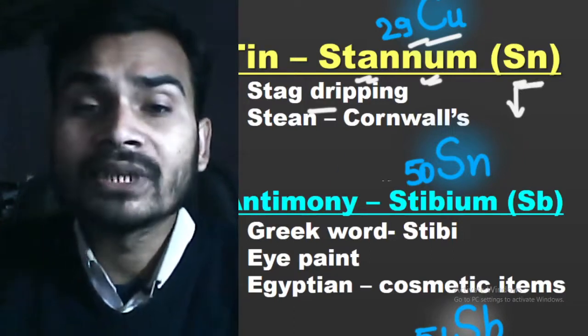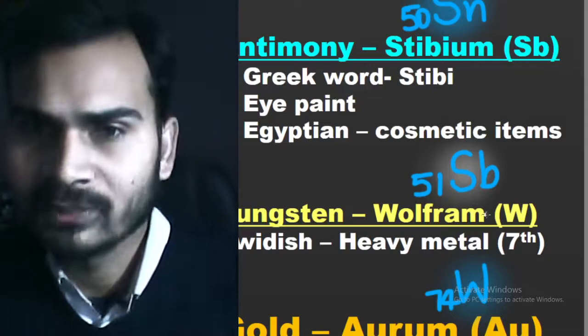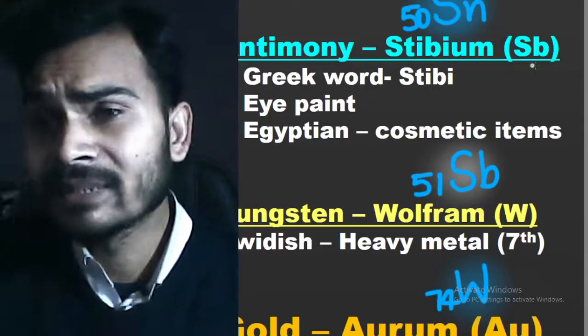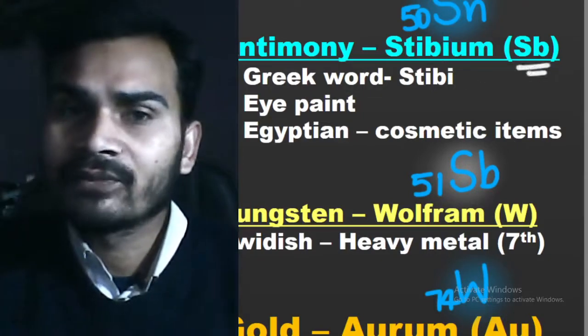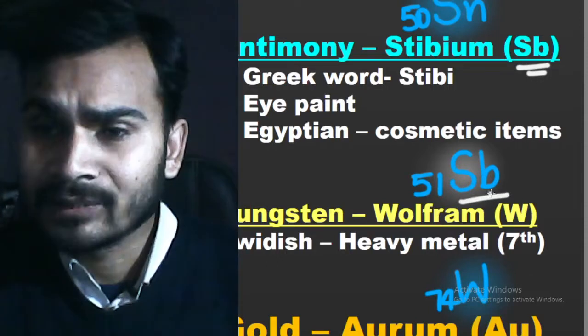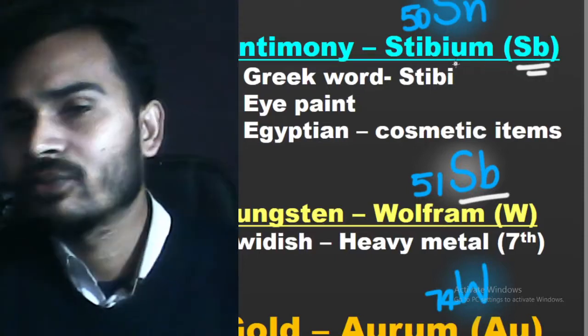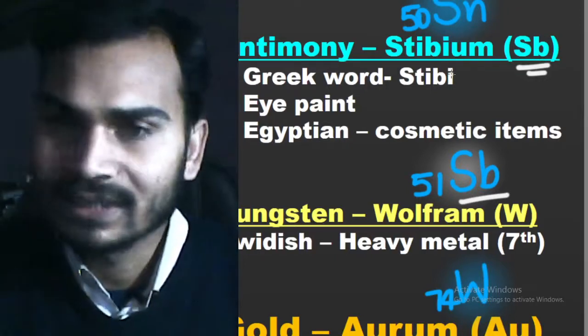Okay, so the next symbol we are going to learn is antimony. Antimony has the symbol Sb. It does not start from A. Its atomic number is 51. Why is its symbol Sb? Because stibium is the word from which it is taken.